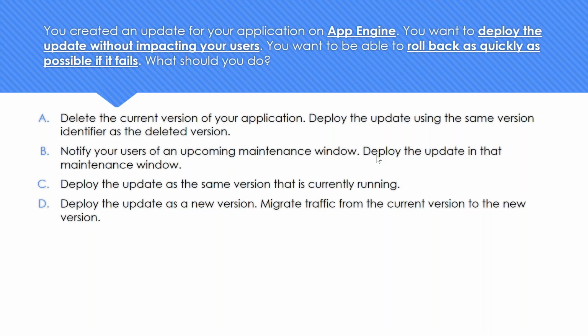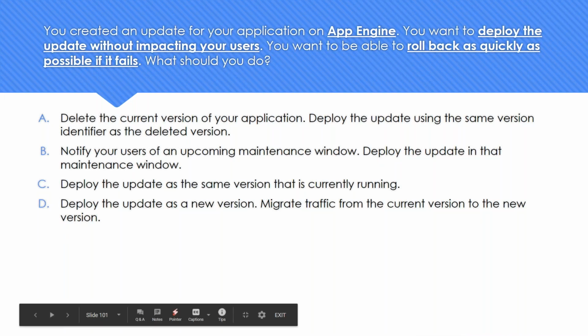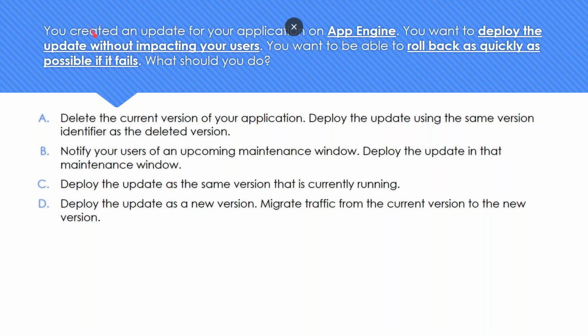Without me even asking for the response, Anil B already responded. It is also correct. Let me read out the question first. You created an update for your App Engine application. You want to deploy the update without impacting the users. You want to be able to roll back as quickly as possible if it fails. If the deployment fails, you should be able to roll back also. What should you do?